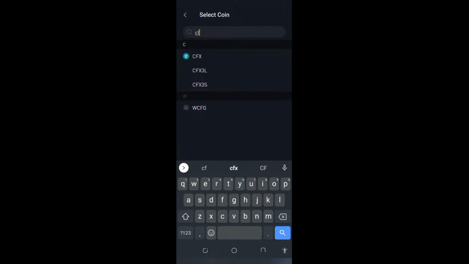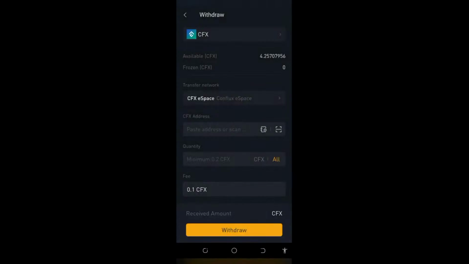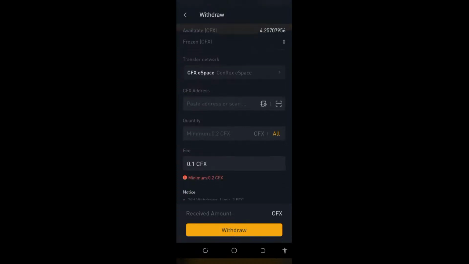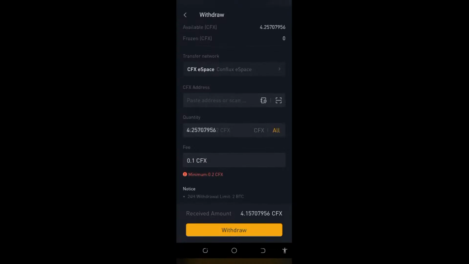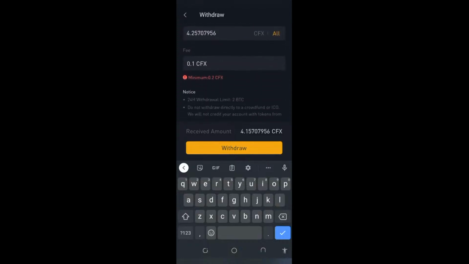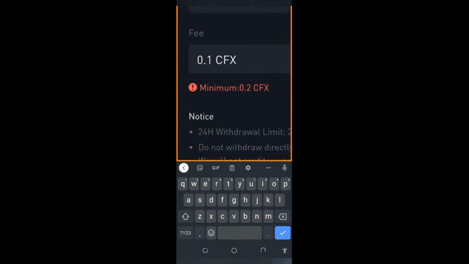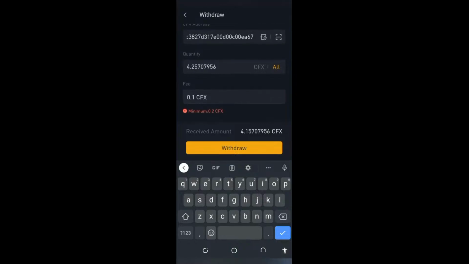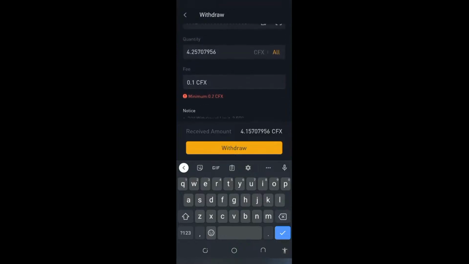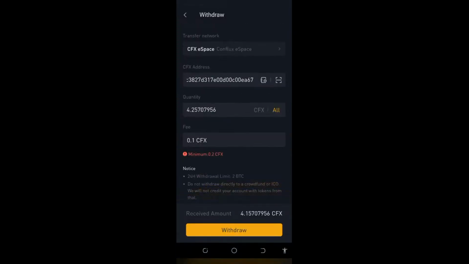So CFX. Let's see, CFX eSpace, of course. And then let's see what we're putting in here. Available, yeah, everything. Let's see, all, of course. Let's put in the address. Okay, it said minimum. Minimum is what? Okay, minimum is 0.2 CFX. I've done that. Well, maybe just a little warning. Okay, all. And then we go ahead. Everything looks good.